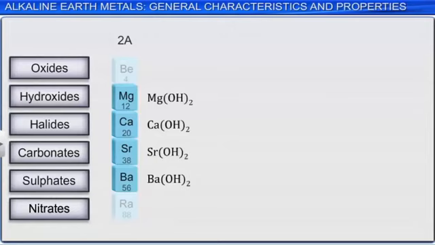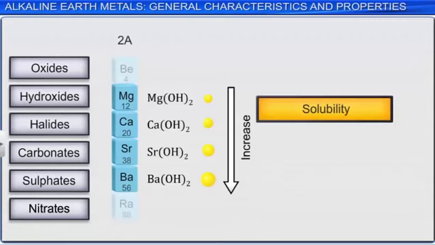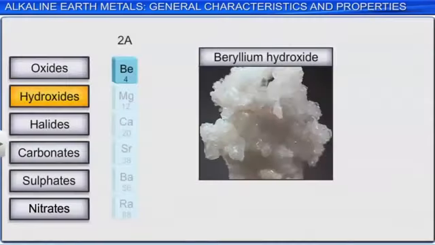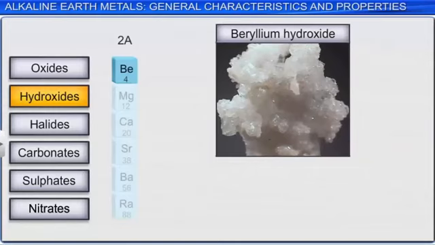In general, for the group 2 metal hydroxides, as the atomic number of the metal increases, the solubility, thermal stability, and basic character all increase. Beryllium hydroxide, unlike the other group 2 metal hydroxides, is amphoteric. It can act as both an acid and as a base.